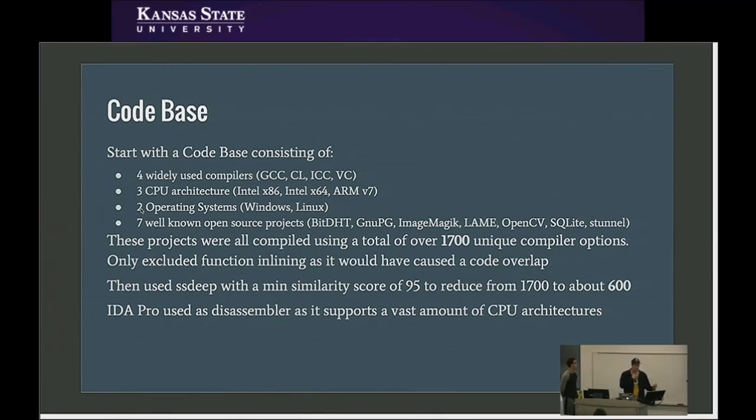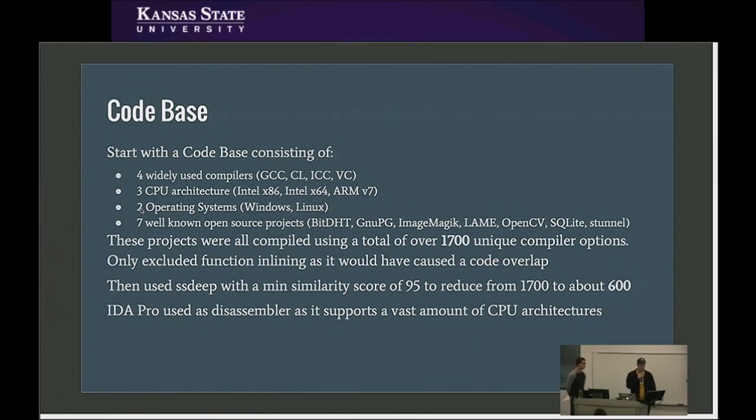And then they actually took those 1,700 different compilation options and compared them against each other and found out that using SSDeep with a minimum similarity score of 95, they got that number down to about 600 compiling options, so that they didn't have to run through all 1,700 every single time.